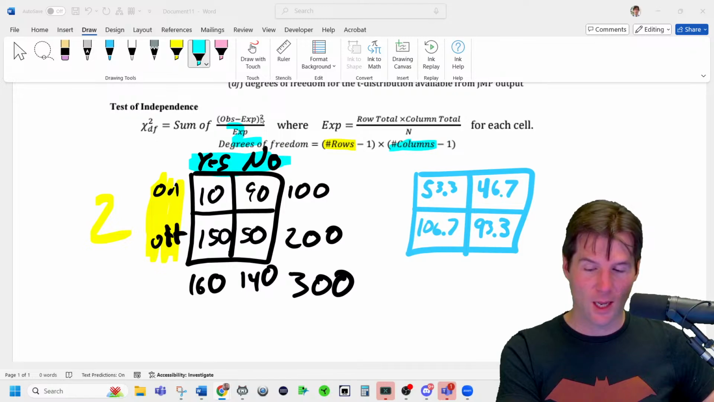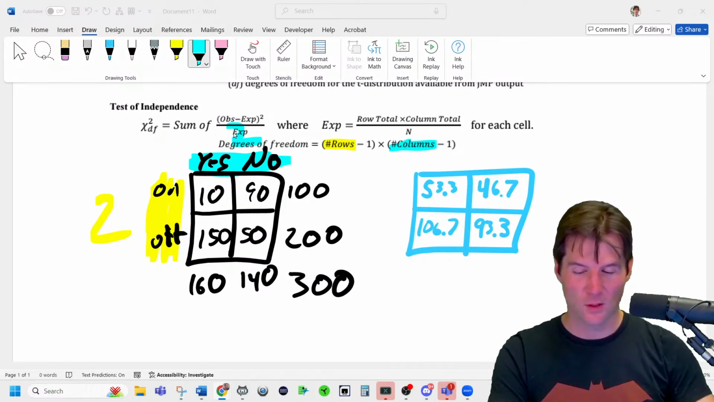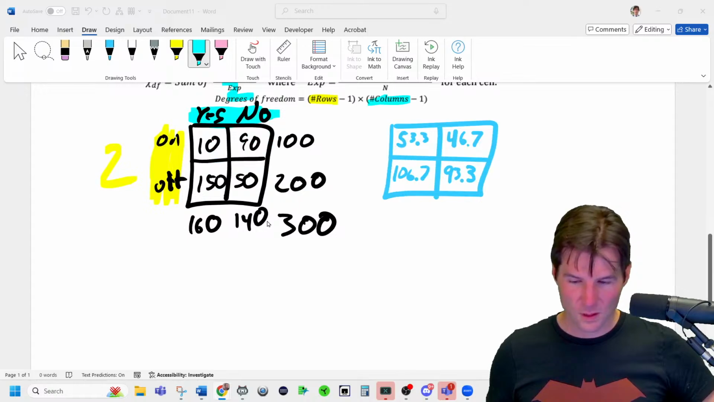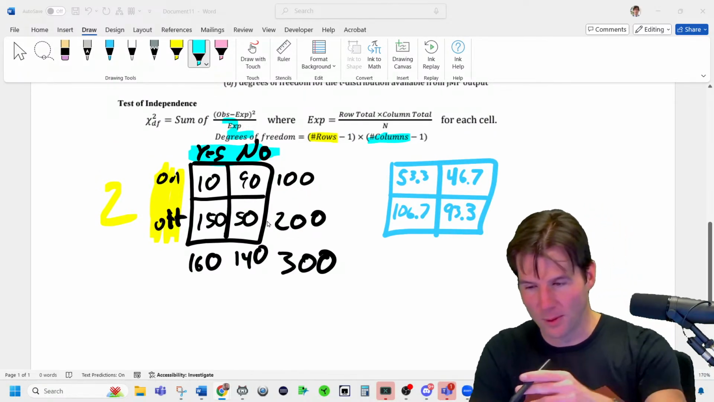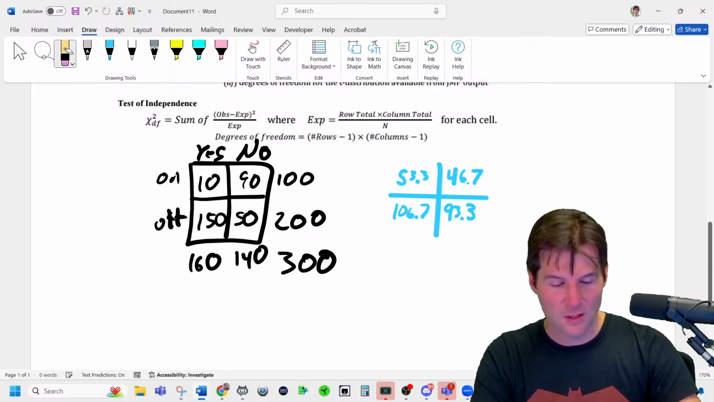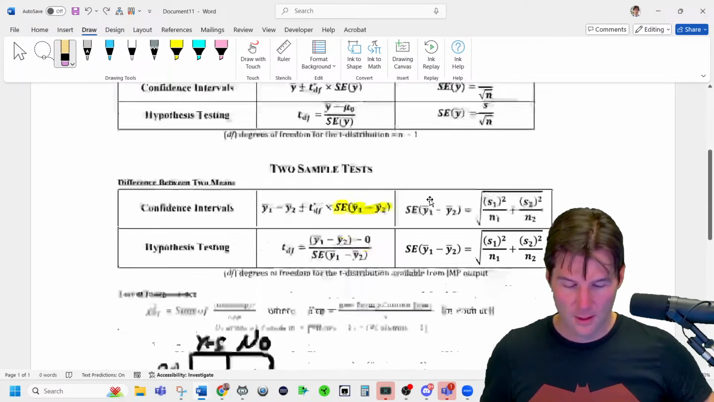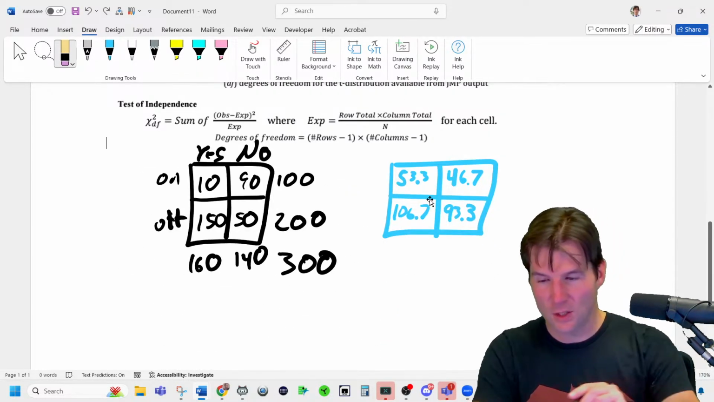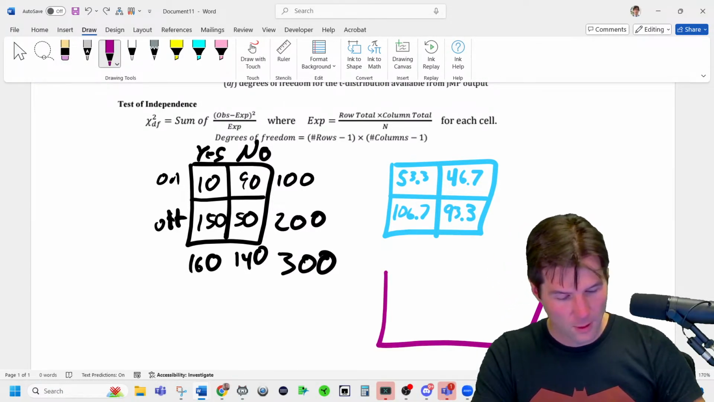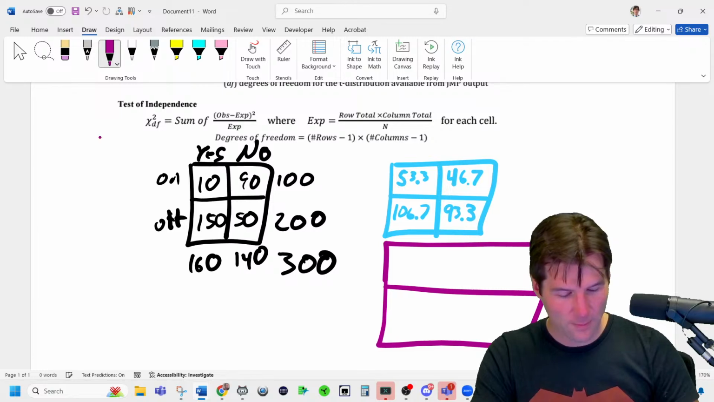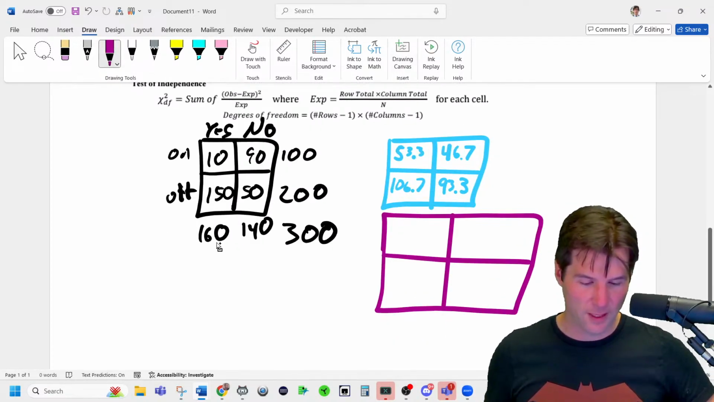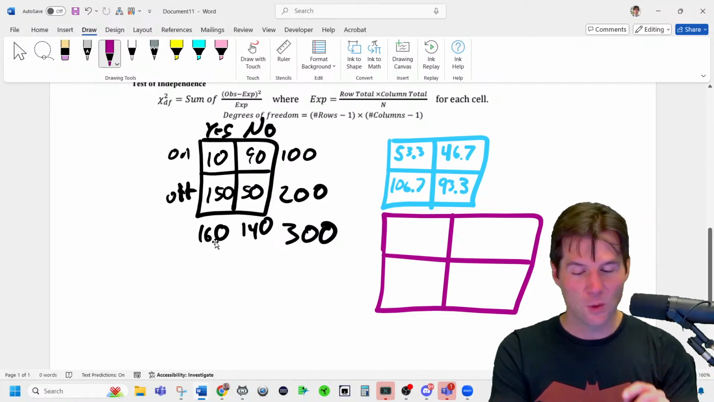Last but not least, we have the cell chi-squareds. So you have to go through and find each cell chi-squared. This is where the fun really happens, and it's going to take a moment. We'll be done shortly with this. You get these formulas on the test, but if something says find a cell chi-squared, you have to do the following: observed minus expected, squared, over expected. So you have to do it for each one of these.